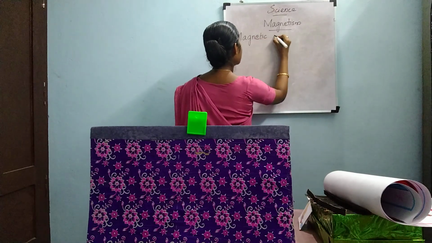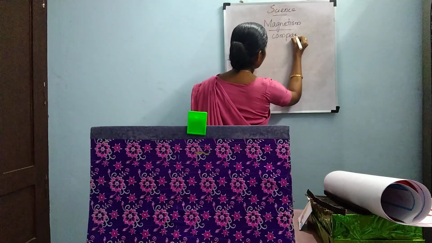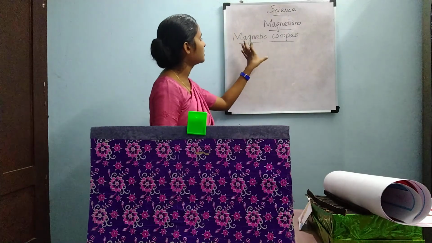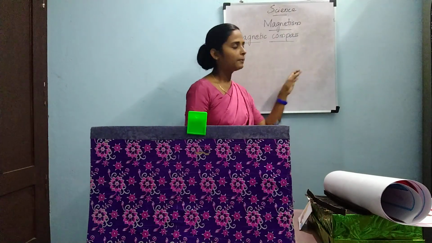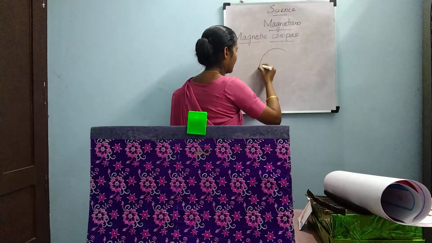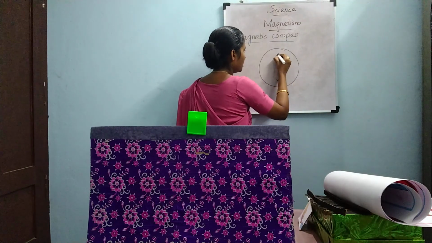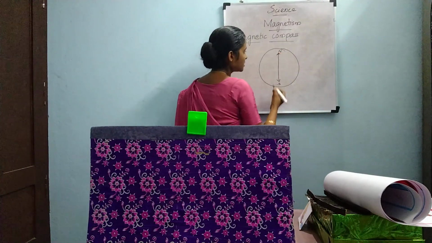What is the meaning of magnetic compass? Have you heard this word compass anywhere? If anyone has a sister or brother who is studying in 9th or 8th standard, they use a compass to draw a circle. Like that, here also there is a magnetic compass. It will be in the shape of a round magnet, and it has a needle. This needle shows north and this shows south.